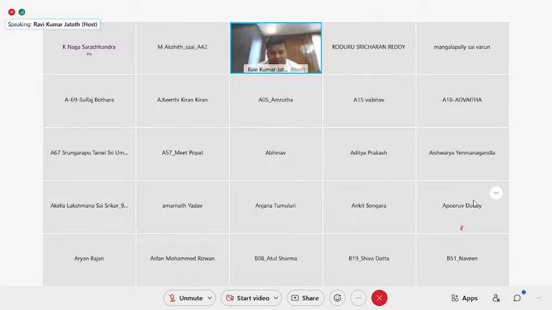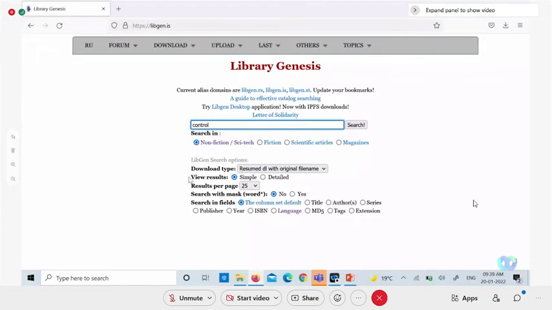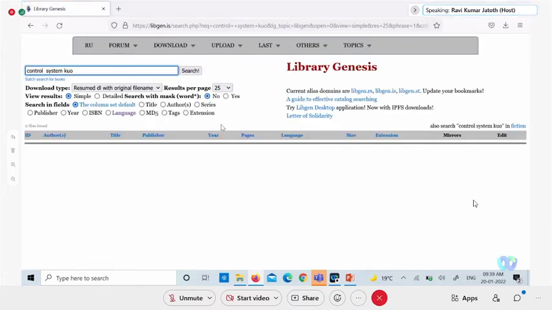How to download? Do you know that? Actually, I searched in Google, sir. I got some link through which it got downloaded. I'm sending it on WhatsApp, sir, just 1 minute. Okay. Yeah, there is a website called LibGen, LibGen.org or something. Control systems. Can you just type it? Sir, I've sent it on WhatsApp.